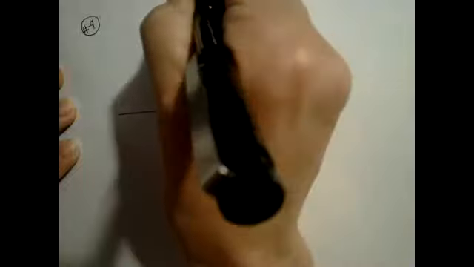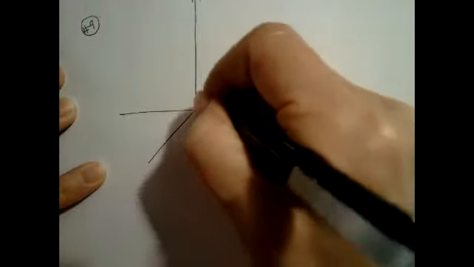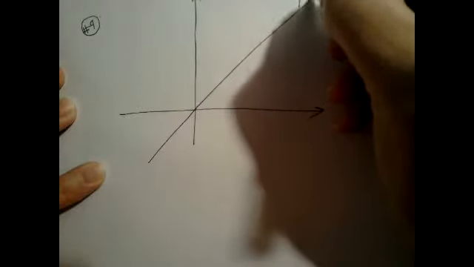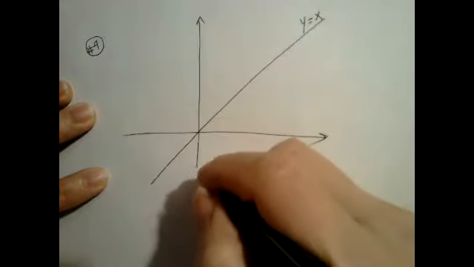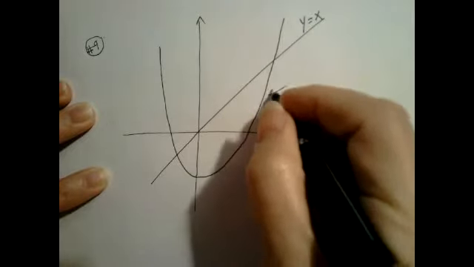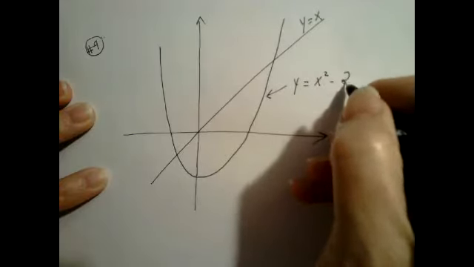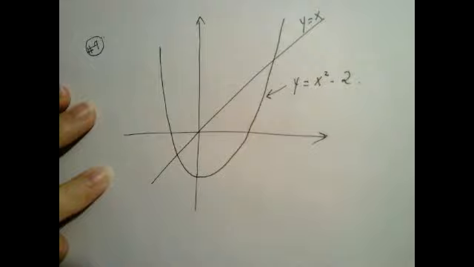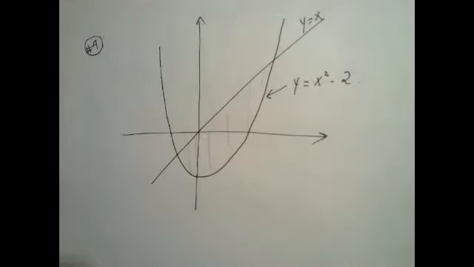They give us the following picture: the graph of y equal to x, and the graph of another one, a parabola going down. And this was y equal x squared minus 1. All right. And the question is to find the area between those two graphs. So how shall we do it?